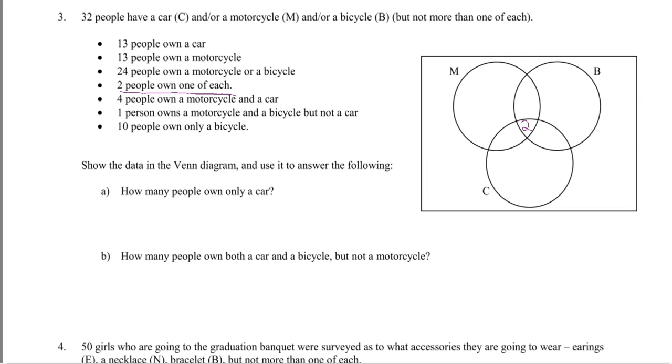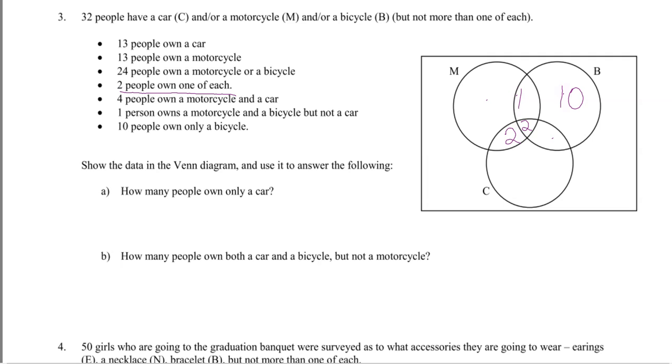13 people own a car. Okay, can't do much with that because I don't know how they're split out. 13 people own a motorcycle. No, 24 people own a motorcycle or a bicycle. That's this, and this. So, nope. 4 people own a motorcycle and car. Okay, so what goes here? 2. 1 person owns a motorcycle and a bicycle, but not a car. So where does that 1 go? Yeah. 10 people only own a bicycle, right? So only bicycle. All right, we're good, are we?